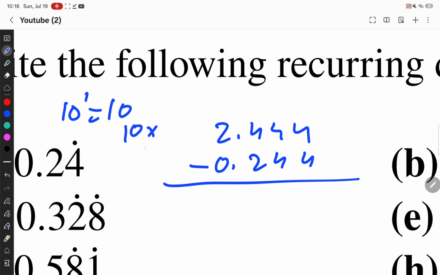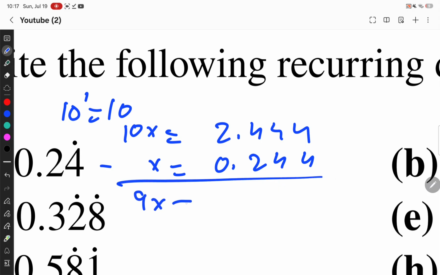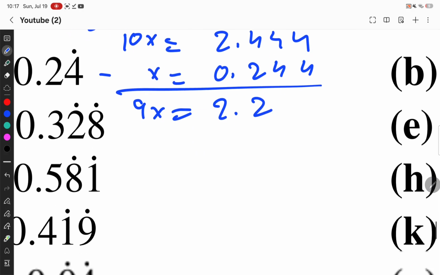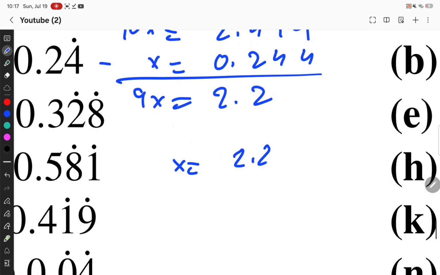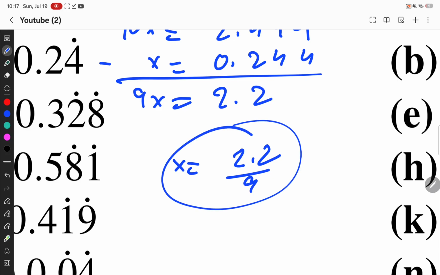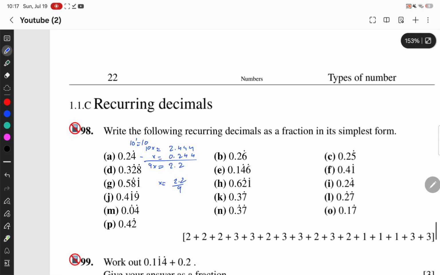This is 10x minus x. If we subtract it, we get 9x is equals to 2.2. This and this, x is equals to 2.2 over 9. Now you can use a calculator to simplify this.